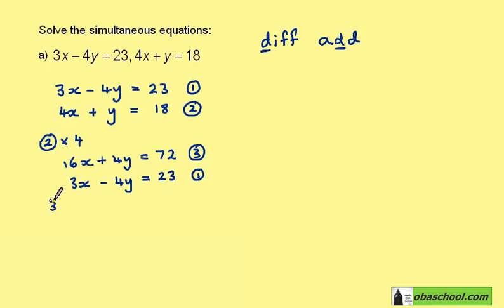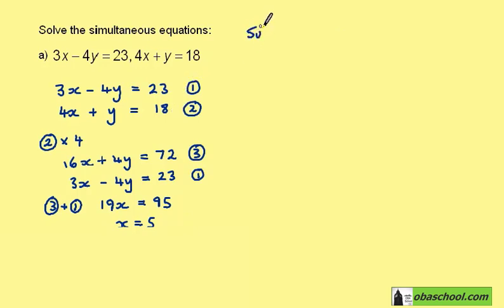So doing equation 3 plus equation 1, 16x plus 3x is 19x. The y's of course disappear, and 72 add 23 is 95, giving us x equals 5. We now substitute back into one of the original equations. I'm going to substitute into number 2. If x is equal to 5, 4x must be equal to 20.